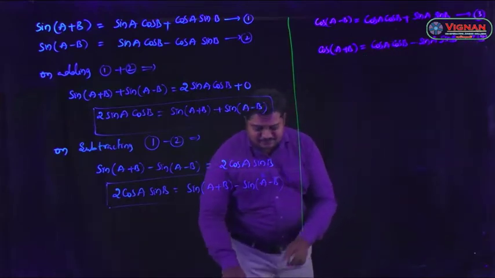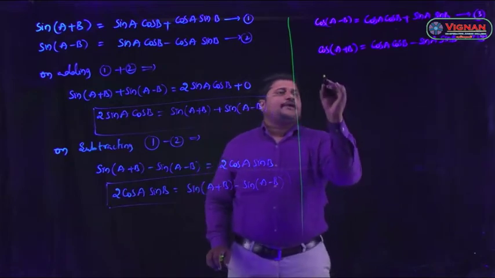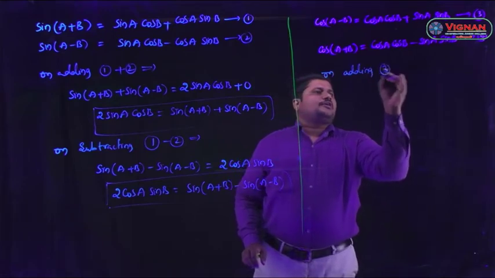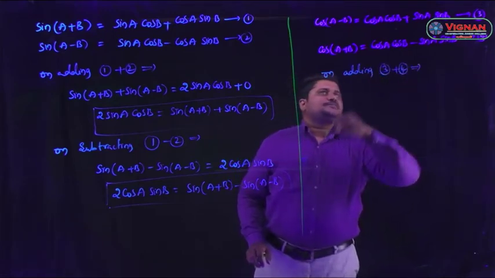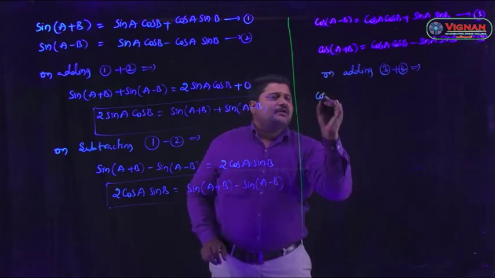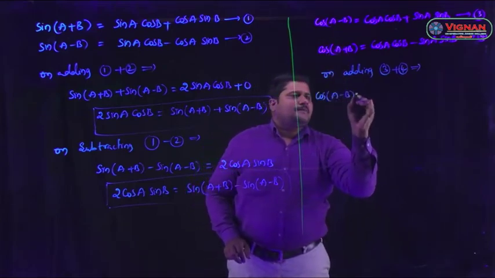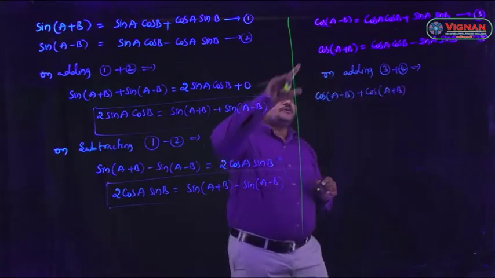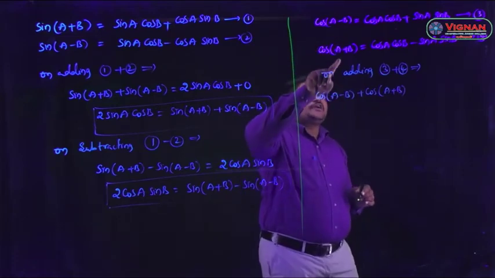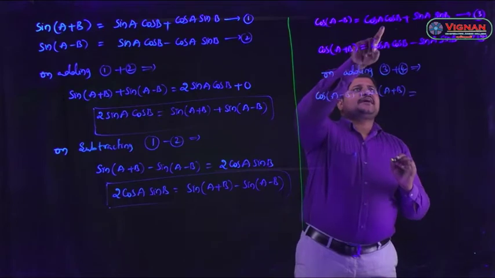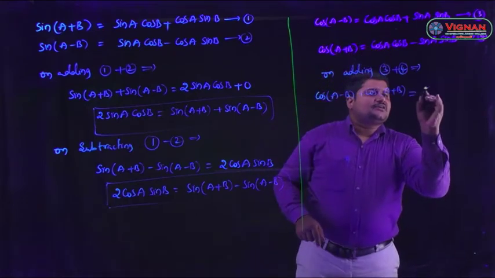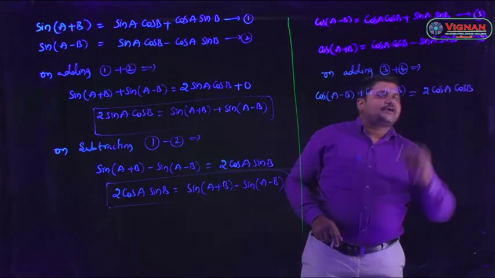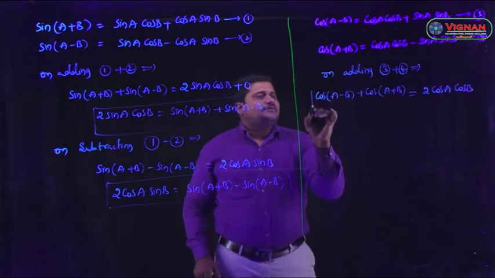On adding 3 and 4 we get cos of a minus b plus cos of a plus b. On adding the two trigonometric functions cos of a minus b and cos of a plus b, we get cos a cos b plus cos a cos b, that is 2 cos a cos b. Okay, right? This is one formula.